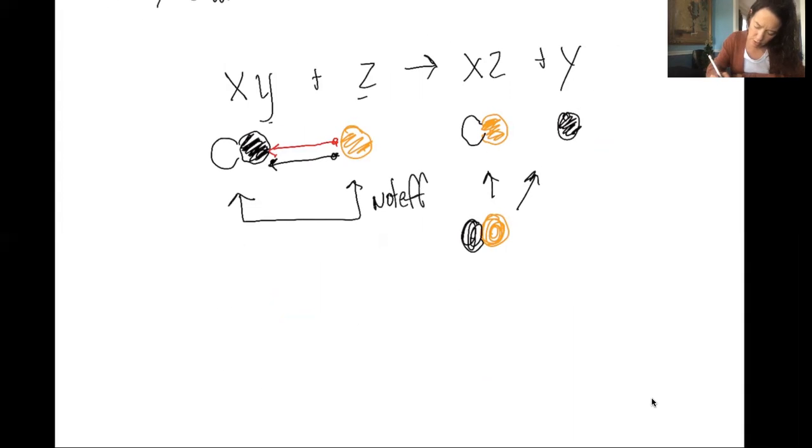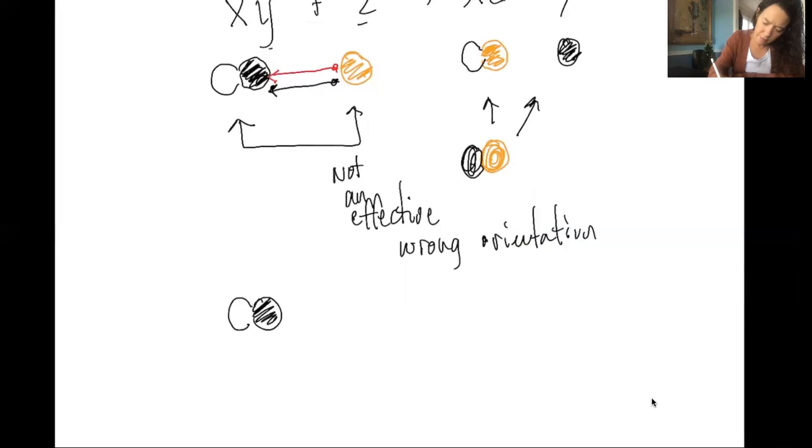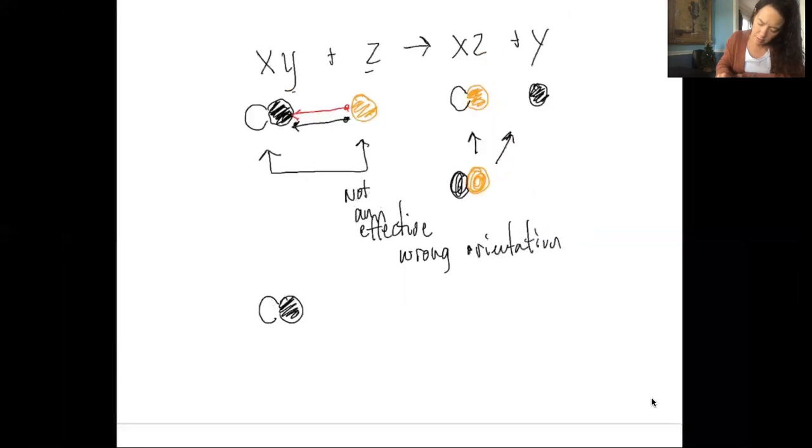That looks not right. There's not an effective collision. It's got the wrong orientation. Okay, wrong orientation. Now what we would need would be to have, sorry guys, this occur, right? We would need to have, let me make that so we can see it.